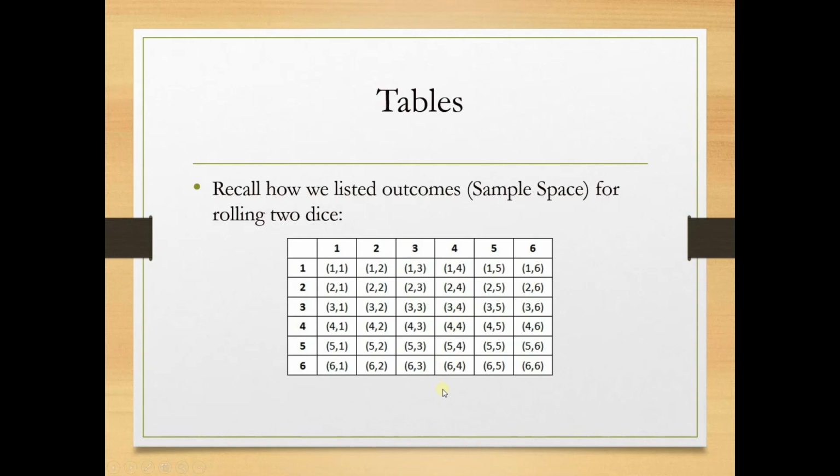So when we wanted to say, what is the probability of rolling at least 1 4? Well, 1, 2, 3, 4, 5, 6, 7, 8, 9, 10, 11 ways that that can happen out of 36. There's your probability. So tables, very helpful.